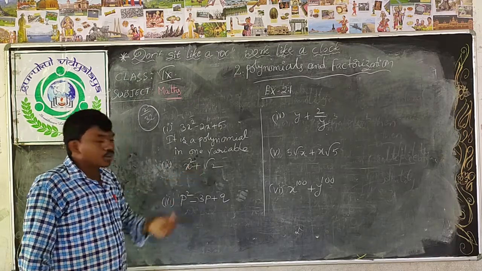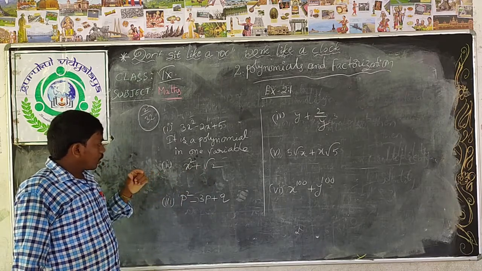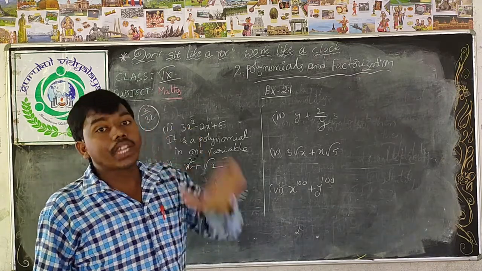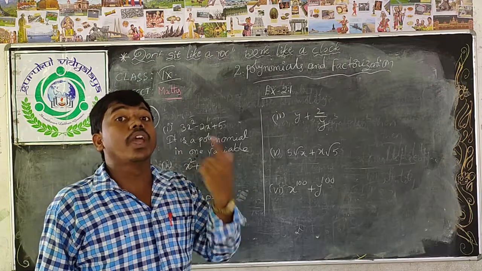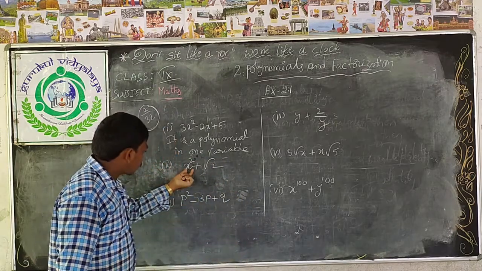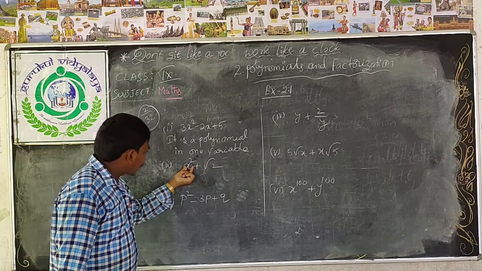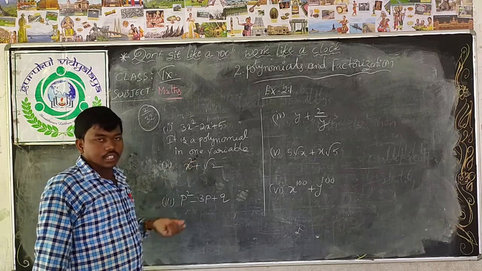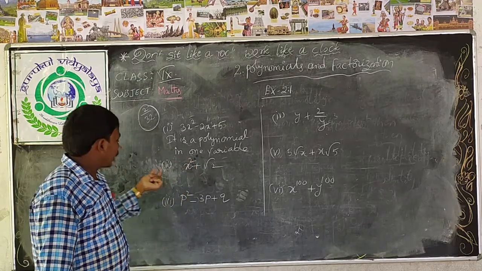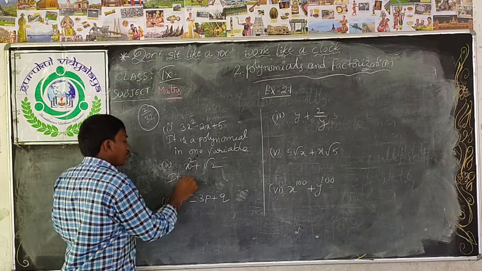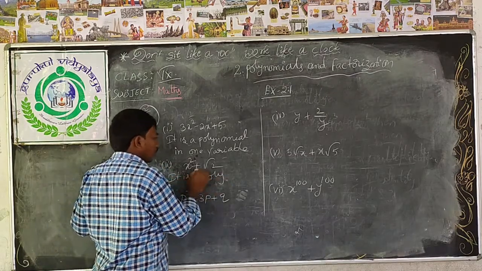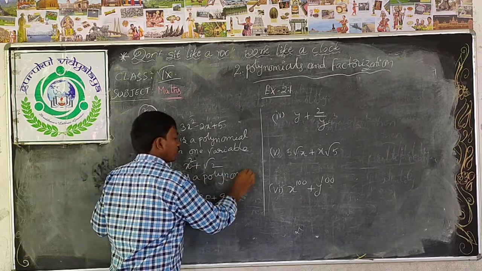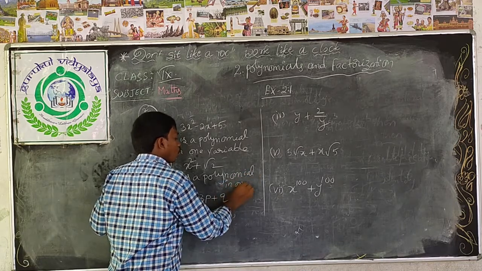Okay, x square plus root 2. See the children. Is it a polynomial or not? How can you check that? That is based on the variable. The power of the variable should be a whole number. See the children, x square. X is the variable. What is the power of x? 2. As 2 is a whole number, not an integer, not a fraction, so it is a polynomial. Only one variable, as x only is there. It is a polynomial in one variable.